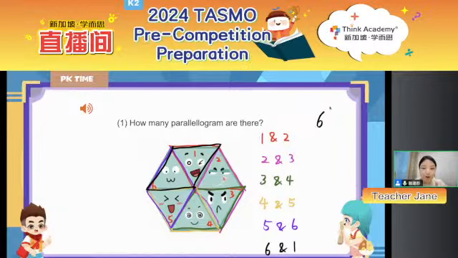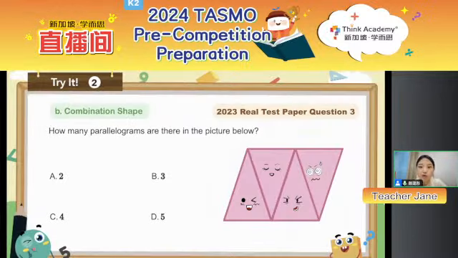Who got the correct answer? Yes, perfect, everyone. So we can see there are 6 parallelograms in this picture. Okay, everyone, let's move on. This time we can see this question is on your paper, and this is for the 2023 real test paper for the TASMO. This is question 3. You've already done this before already, right? So we can see how many parallelograms are there in the picture below. This time, how can we do this question? Probably you already know how to do it, right?